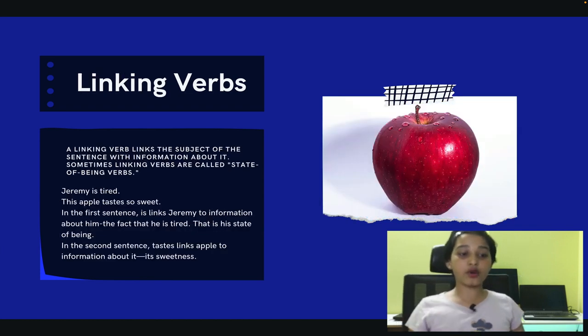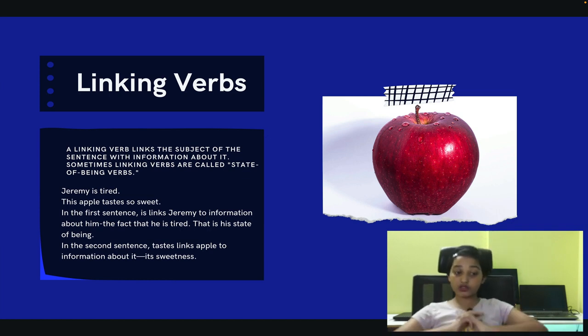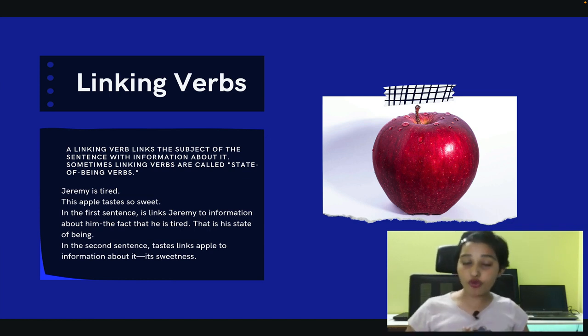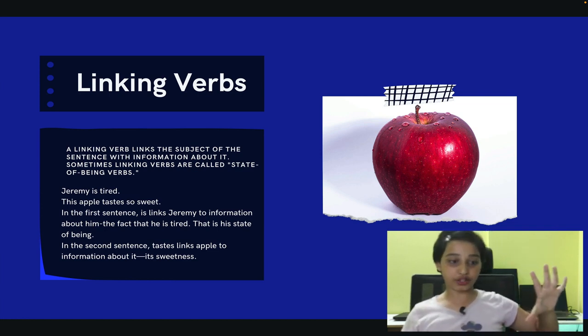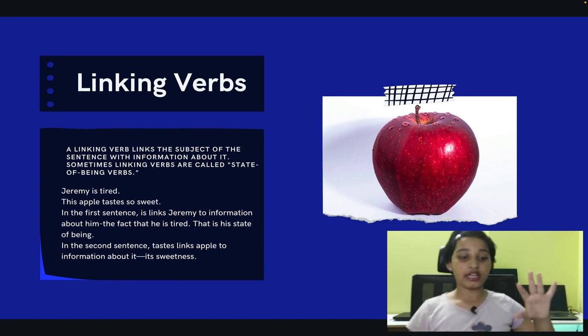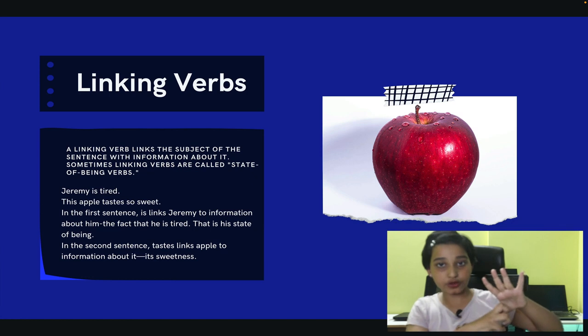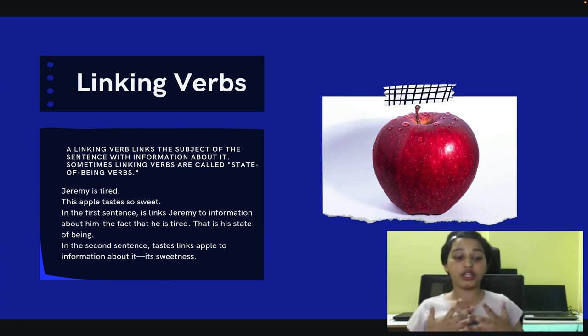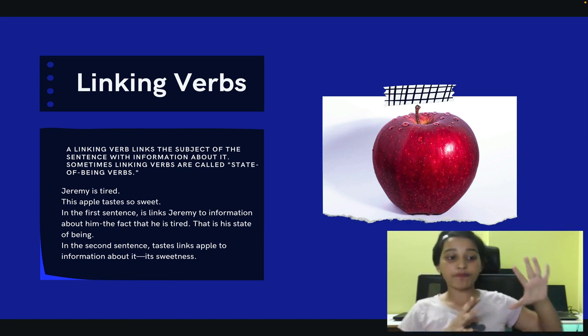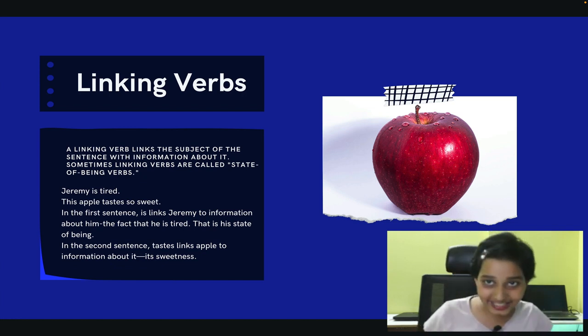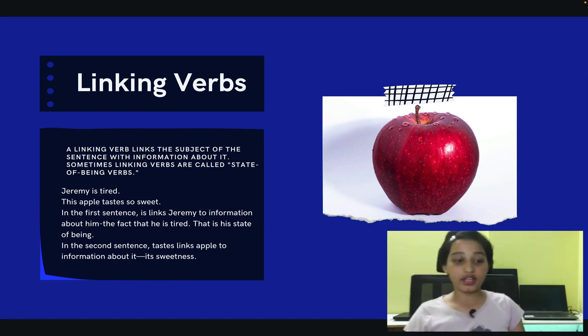Okay. Now what are linking verbs? They are also called state of being verbs. A linking verb links the subject of the sentence with information about it. Like, there will be the subject, and it will link some information about it. That is what is called linking verbs, or state of being verbs. I call it linking verb. It's a much easier way to say it and I like it.